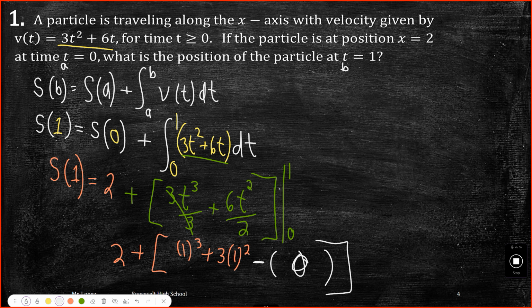So we just gotta evaluate this, get an answer. What is that? 1 squared is 1, 3. 3 plus 1 is? And 4 plus 2 is? 6. So there it is. So what is the position of the particle at t equal to 1? 6, whatever. It doesn't even give you, is it meters or what is it?